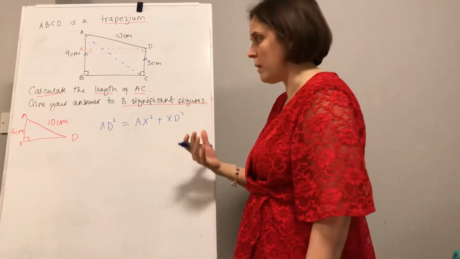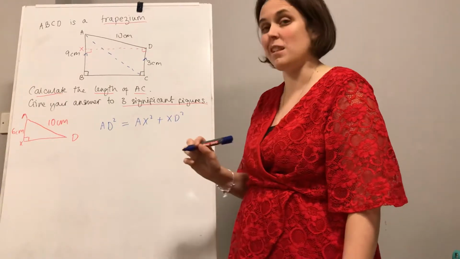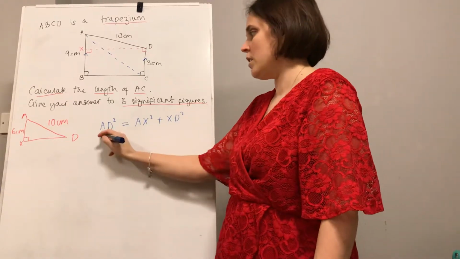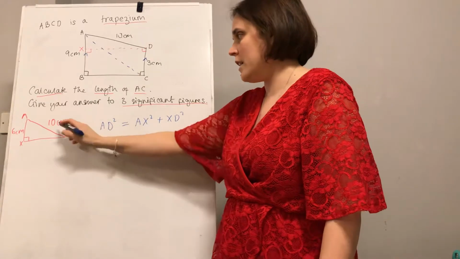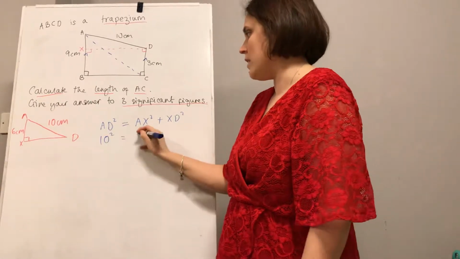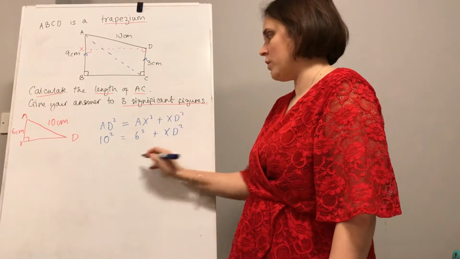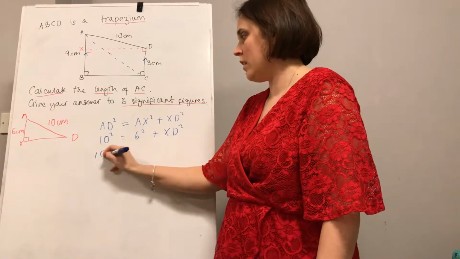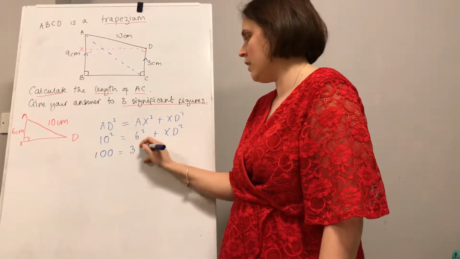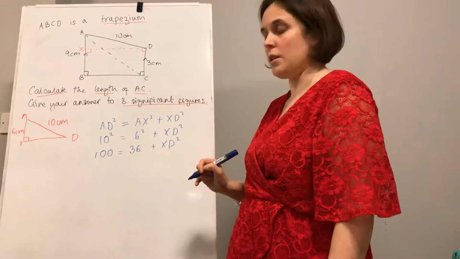Okay, so for Pythagoras' theorem, hypotenuse squared is equal to the other two sides squared and added together. So if we fill in the information, AD squared is 10 squared, AX squared is 6 squared, and XD squared is what we want to find. That's 100, that's 36, and that's XD squared.